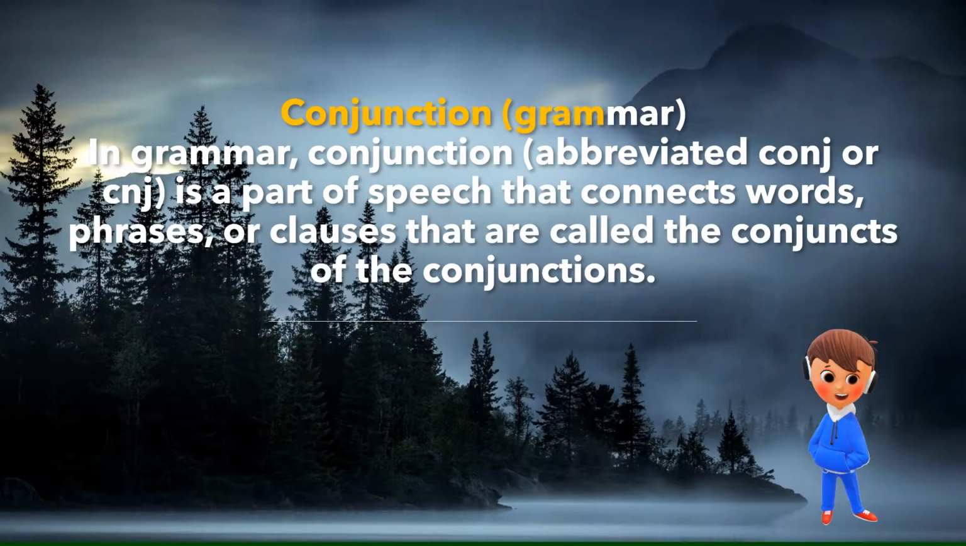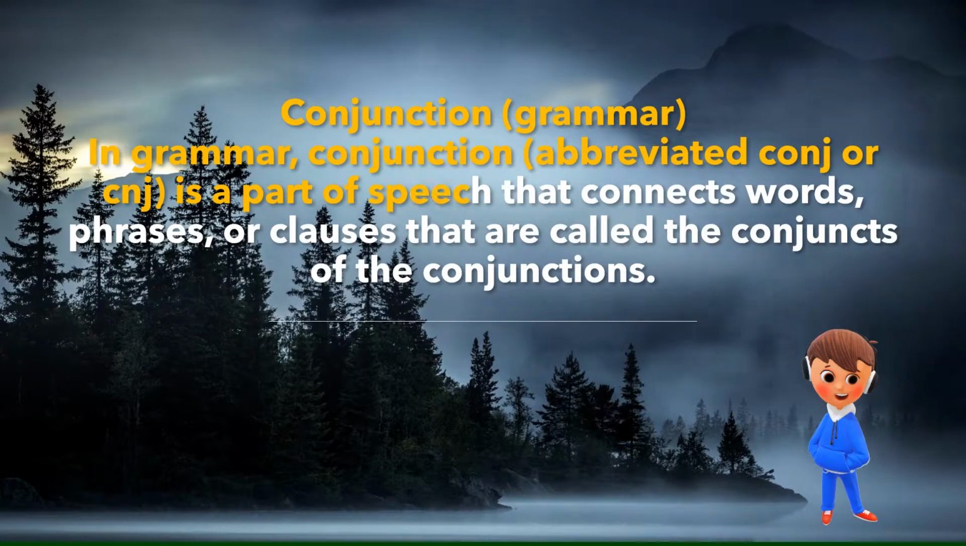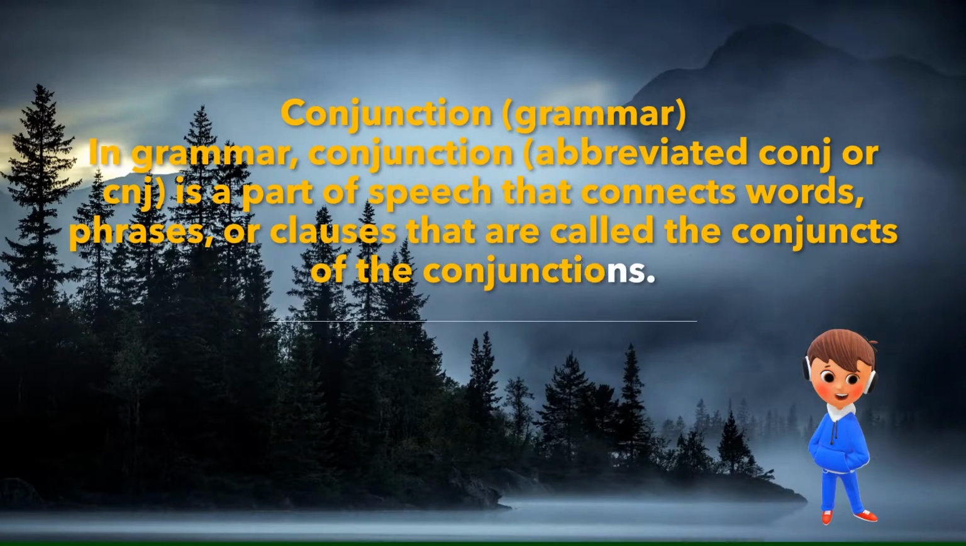Conjunction sa grammar. In grammar, conjunction, abbreviated conj or CNJ, is a part of speech that connects words, phrases, or clauses that are called the conjuncts of the conjunction. Ang conjunction daw ay bahagi ng pananalita na nagdudugtong sa parirala at mga pangungusap o sugnay.